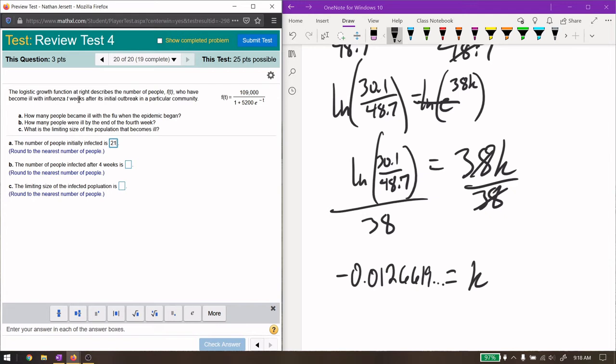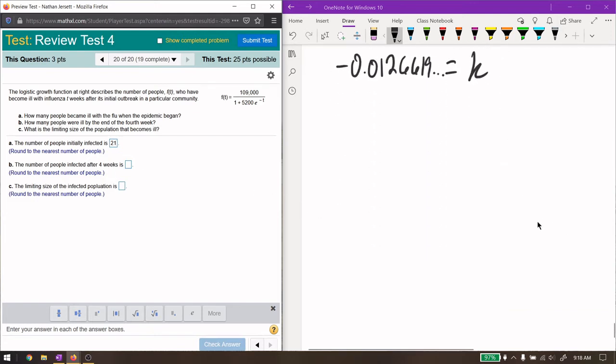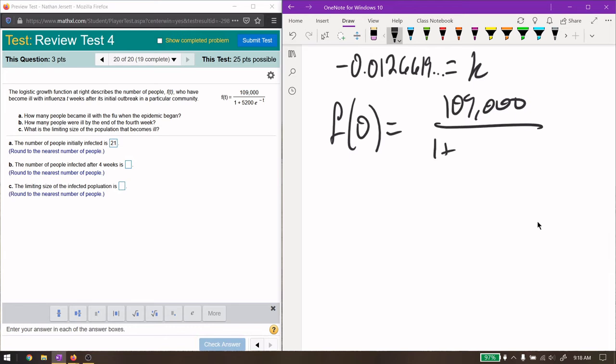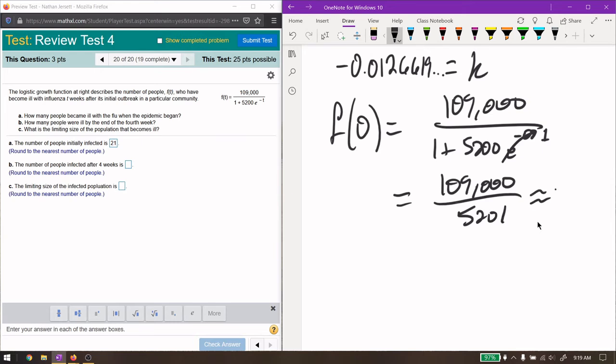Now, t is in weeks. That's important to note here. As it says 4 weeks, that means t equals 4. So the first one, just to write it down, is f of 0, 109,000 over 1 plus 5200 e to the negative 0. This is just 1, and 1 times 5200 is 5200. Then 5200 plus 1, that becomes just 109,000 over 5201, which is approximately equal to 21.